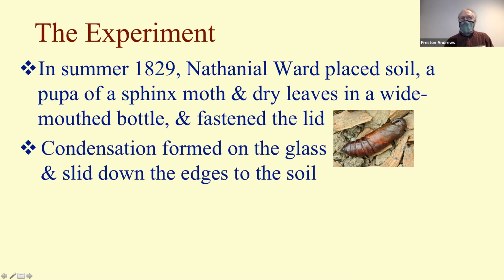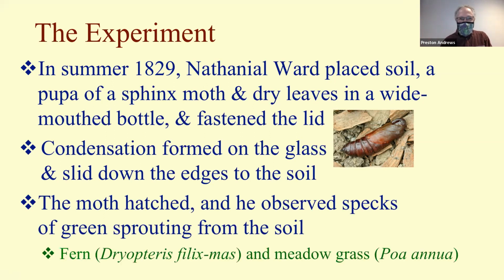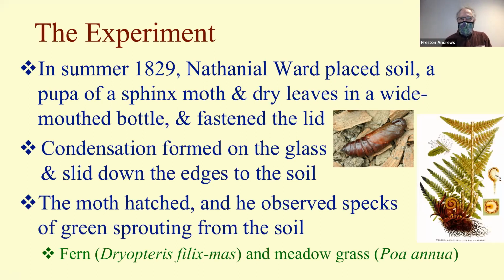Condensation formed on the glass and slid down the edges of the soil. Okay, you know about terrariums now. The moth hatched, and he observed some specks of green sprouting from the soil. He removed the moth from the jar, resealed the bottle, and placed it on the north-facing window in his study. The plants that grew were a fern, Dryopteris felix-mas, moss, and meadowgrass.